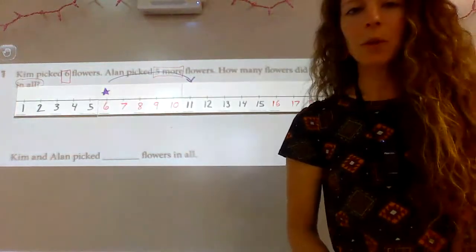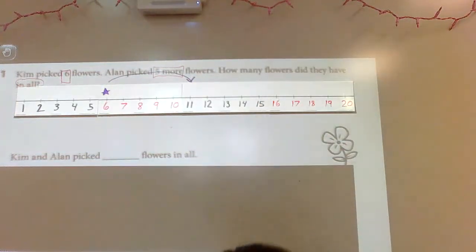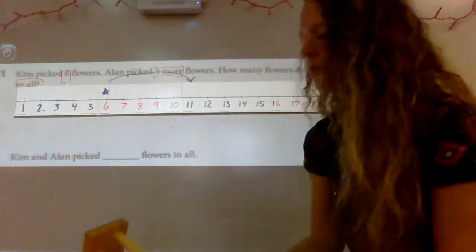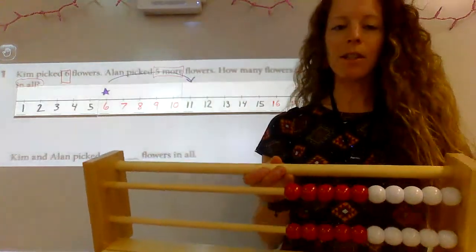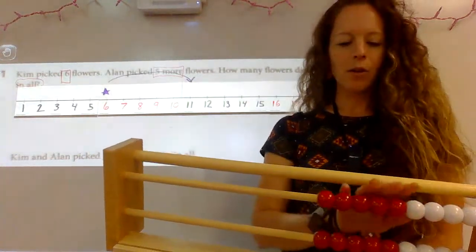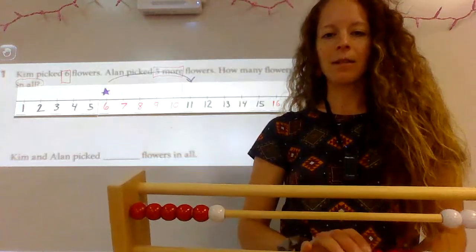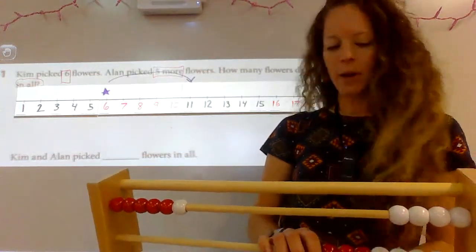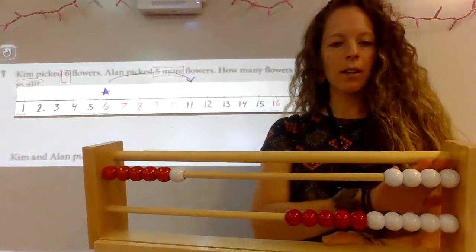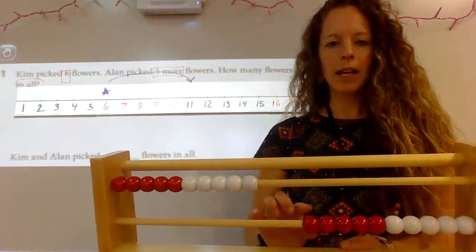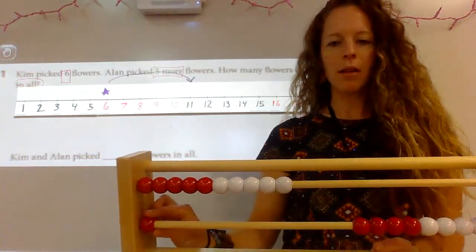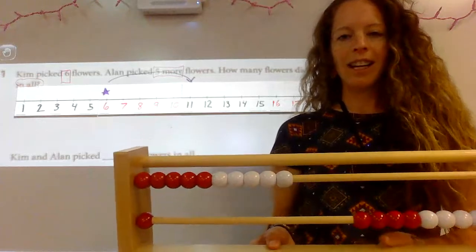If you were to use your bead rack, which I know you don't have at home, but we have the digital one also, we start with 6 and you add 5 more. Well, there's only 4 here, so I have to add 1 underneath. Did I get the same thing?